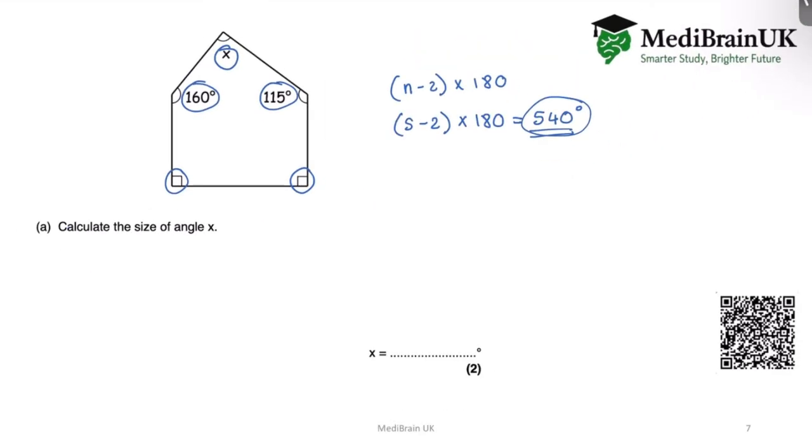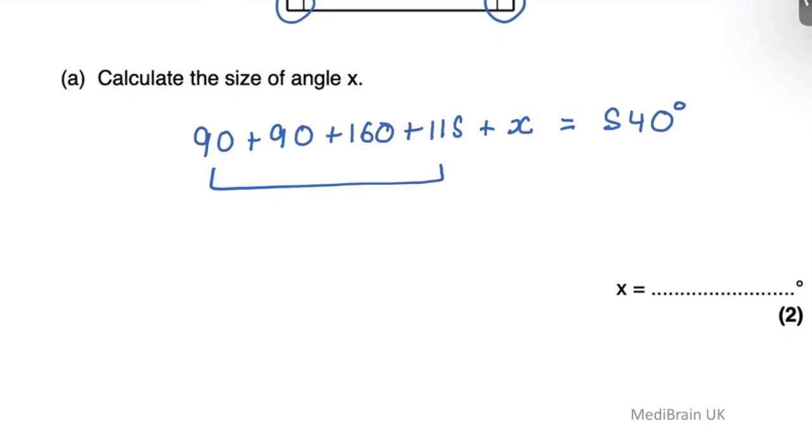So we have the angles 90, add 90, add 160, add 115, add x, and they must total 540 degrees. When we do 90, add 90, add 160, add 115, that gives you an answer of 455. So we have 455, add x, and that's equal to 540 degrees. At the moment we have x being added to 455. We don't want that add 455. We want the x to be by itself.